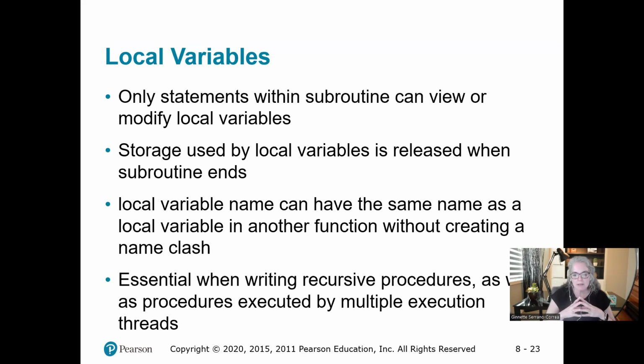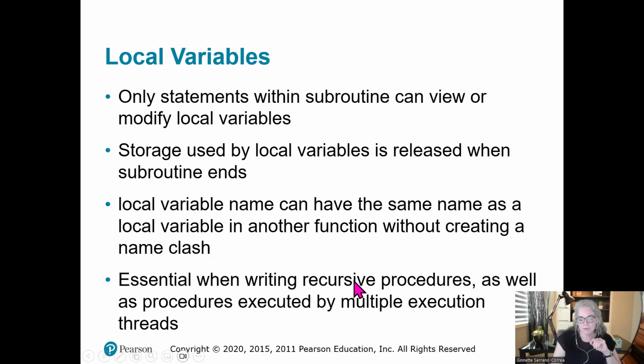A local variable name can have the same name as a local variable in another function without creating a name clash. So we can have two functions with the same local variables. Each one will have its own separate address, and each one will be in its own stack frame. This is essential when writing recursive procedures, as well as procedures executed by multiple execution threads.